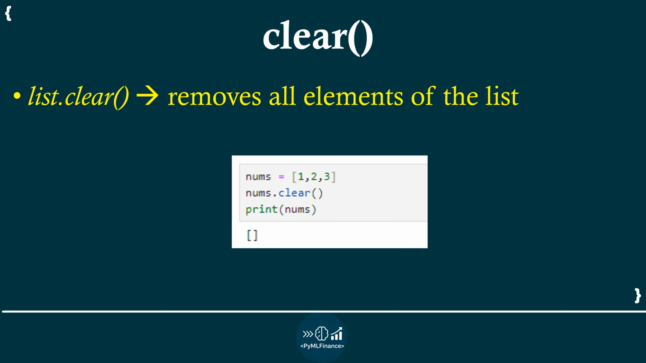Now let's say there is a case where you no longer require any item within the list. Then you can use the clear method of the list. With the clear method you simply remove all items of the list in one go.